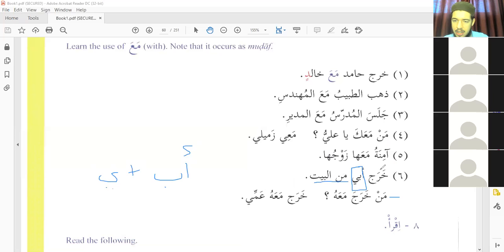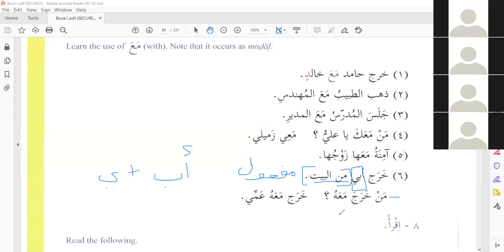And this is a jumla fi'liya. Kharaja is the fi'l. Abi is fa'il. Min al-bayti is a prepositional phrase that stands in place of the object, right? So this entire thing would be the maf'ul here, min al-bayti. However, it's a prepositional phrase, and so we're not going to see anything with a fatha. Good. Yes, of course, Sister Musarrat, do this last line here, which is a continuation of number 6.